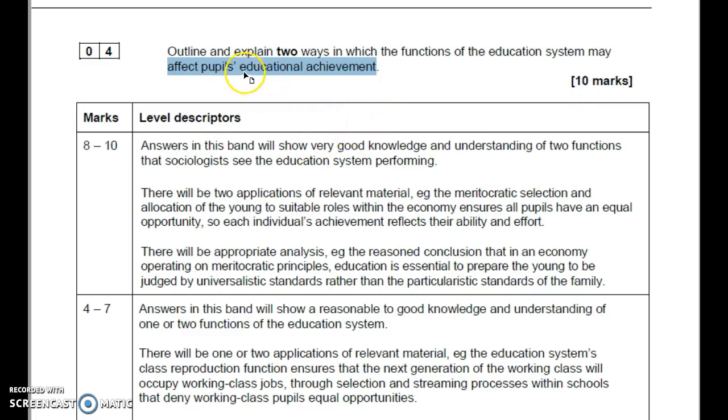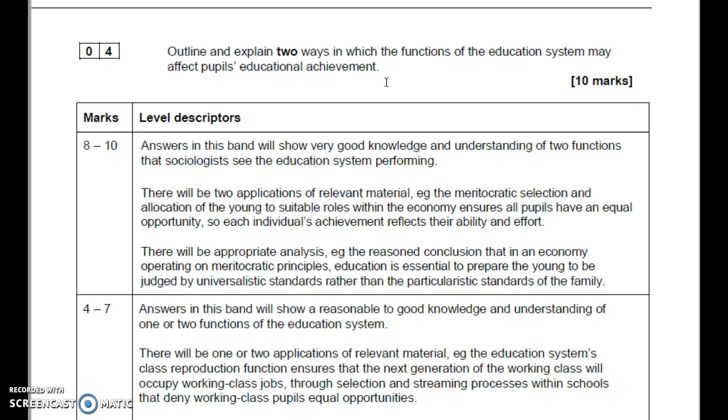This is Outline and Explain for the AS paper Education, and the question I'm looking at is from the AS paper in June 2016, Paper 1 Education. Just a bit of a warning: if you are doing the full A level, there is not an Outline and Explain on the full A level paper. You only have an item 10 marker. So this is only on the AS paper. If this does not apply to you, please don't listen.